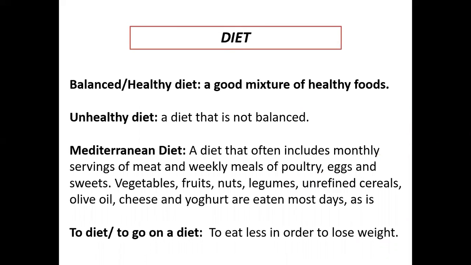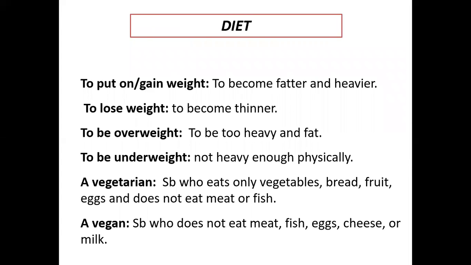As you know, in eating habits, one of the important things is also diet. There are two types of diet: balanced, which is a healthy diet, a good mixture, or you can have an unhealthy diet, a diet that is not balanced. Another diet is the Mediterranean diet, a diet that often includes monthly servings of meat and weekly meals of poultry, eggs, and sweets. Vegetables, fruits, nuts, legumes, unrefined cereals, olive oil, cheese, and yogurt are eaten most days. To go on a diet means to eat less in order to lose weight.